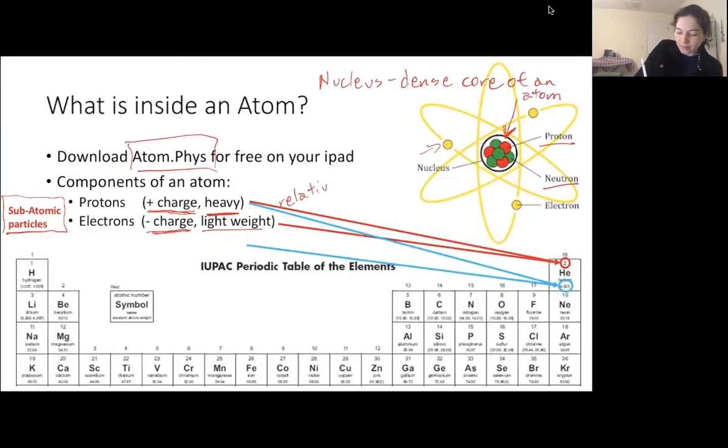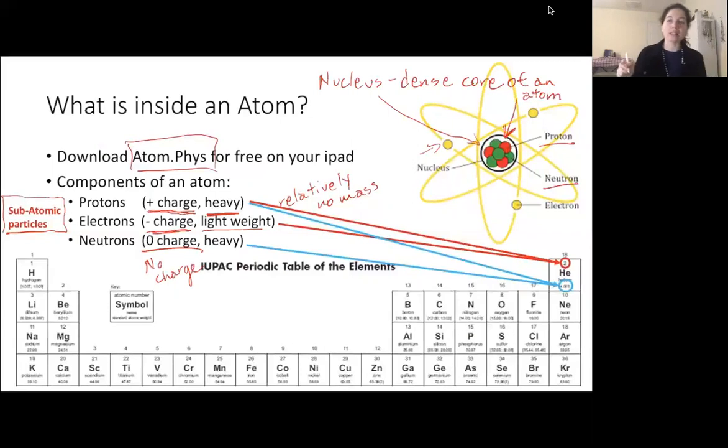So when we're considering them in comparison to protons and then also our neutrons, which is our next type of particle, they essentially have no mass in comparison. Neutrons are the other thing that is inside of our nucleus in here, and they have no charge. They are neutral, thus their name, neutrons. They are also heavy. They have mass.